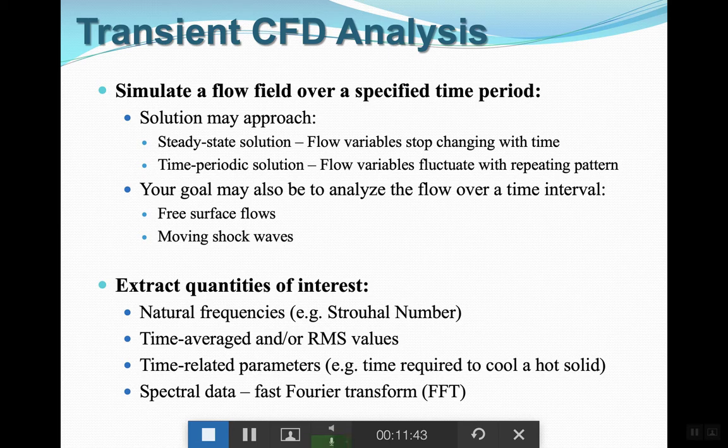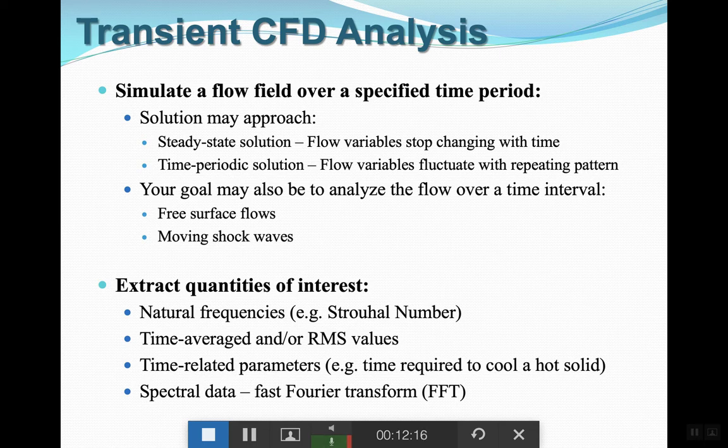So that's another scenario. The third scenario that we haven't mentioned here, but you have to keep in the back of your mind, is that it neither reaches steady state nor any time periodic solution. Example, very obvious, turbulent flow. In turbulent flow, if you include your fluctuations, you are never going to reach a steady state solution.